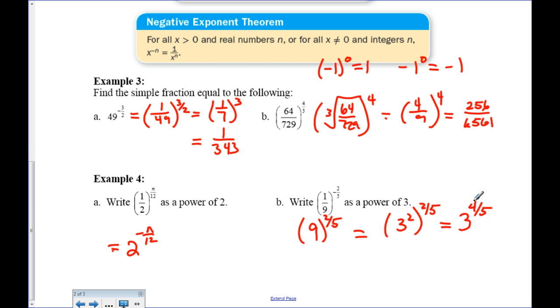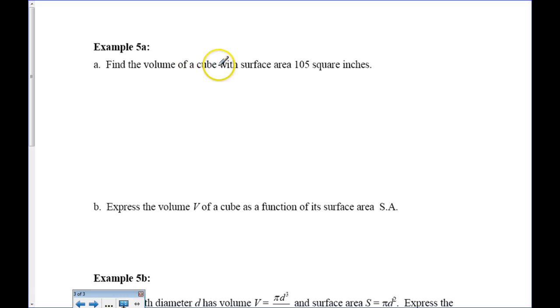All right, so it says find the volume of a cube with a surface area of 105 square inches. So we know that a cube is like a dice, right? It has equal sides all the way around, and each side is length S. So the volume of that is going to be V equals S to the third, because it's length times width times height.